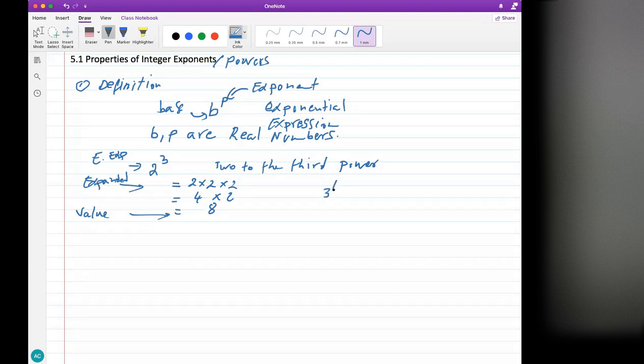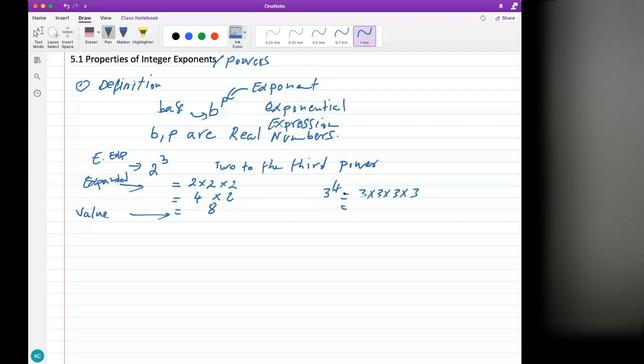Here's another example, 3 to the 4th power. So 3 is raised to the 4th power. Again, to evaluate this, it's not 3 times 4. Some people make this mistake often. It's not 12. What is the expanded form of this exponential expression? 3 times 3 times 3 times 3. That's right, 3 times 3 times 3, 4 times. 1, 2, 3, 4, because the power is 4.